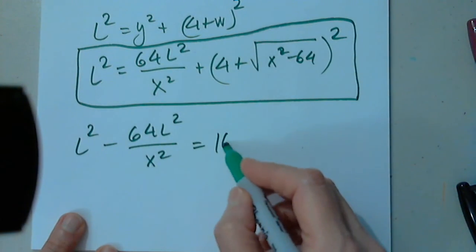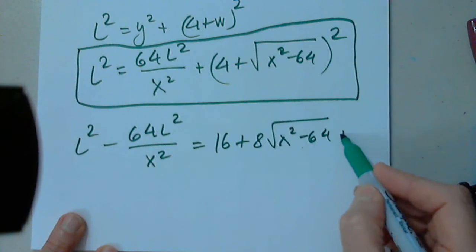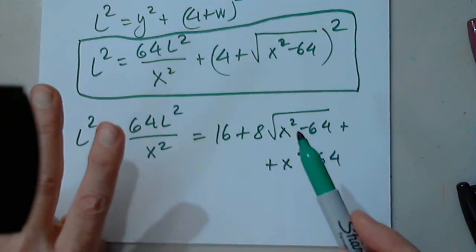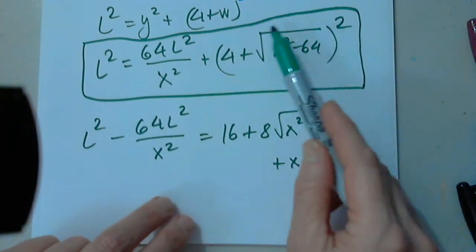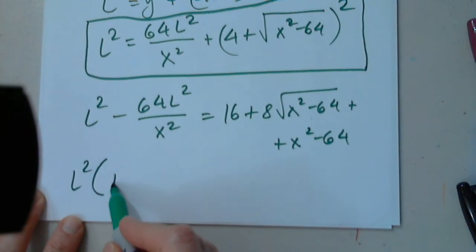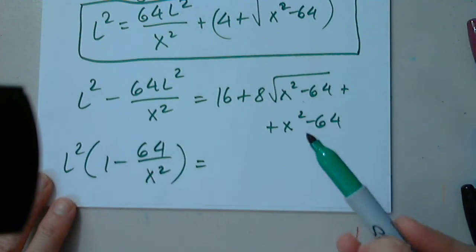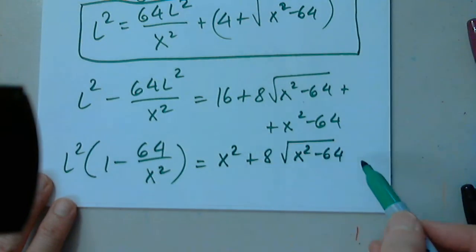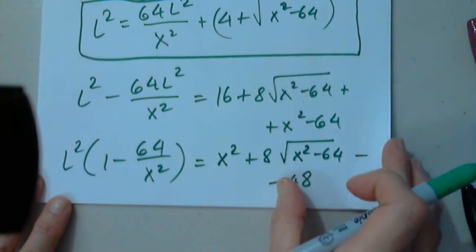I have 16 plus 8, the square root of X squared minus 64 plus X squared minus 64. So the first term squared plus 2 times the first, 8 times the second, plus the second term squared. And on this side, I'm going to factor out L squared. So let's see what we have. So this is X squared plus 8, the square root of X squared minus 64. And this is minus 48, I think. Okay, so I got L squared.